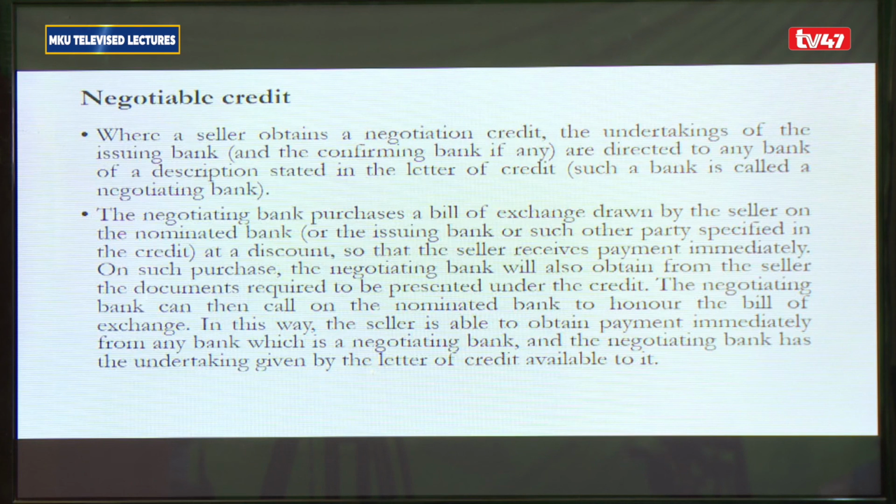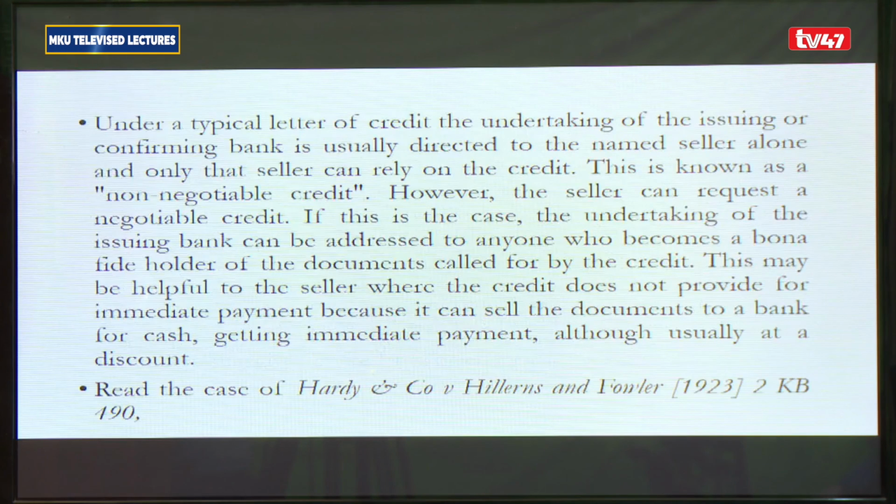A negotiable credit is where the seller obtains the negotiable credit, then the issuing bank will give it to the person to the order of somebody else. It doesn't have to be explicit; there's no name actually put, it's just given to the order of a certain bank, and that person is the one who's going to pick. The person who appears with the documents is the one who's going to be given the goods in that sense.